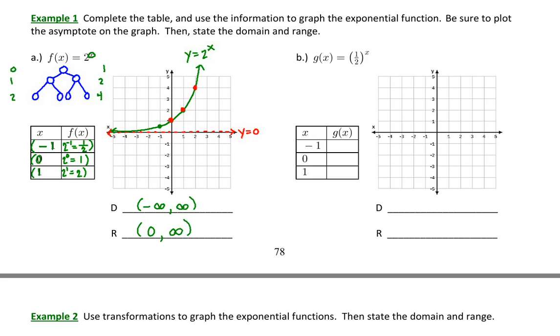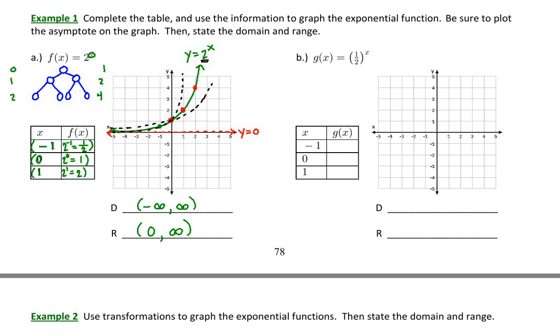Now, every increasing exponential function is going to have this same basic nature. But as I change the base, if I increase the base, then it's going to increase a little faster. Or if we decrease the base, it's not going to increase quite as fast. But that's the basic nature of an increasing exponential function. Let's look at an example where the base is a fraction.